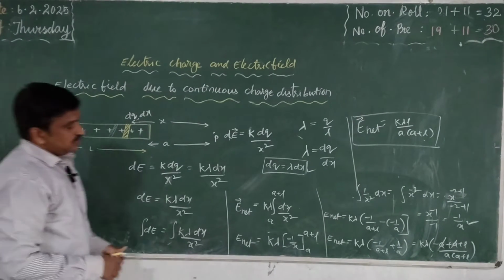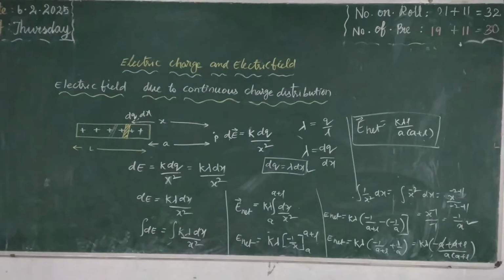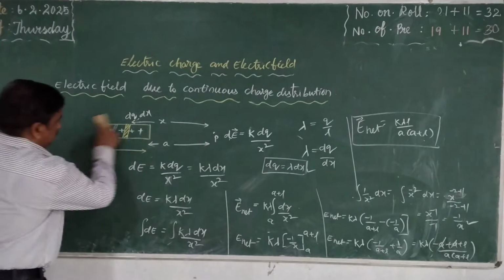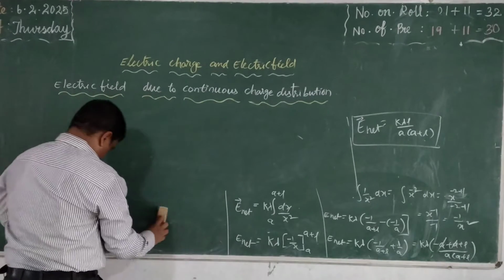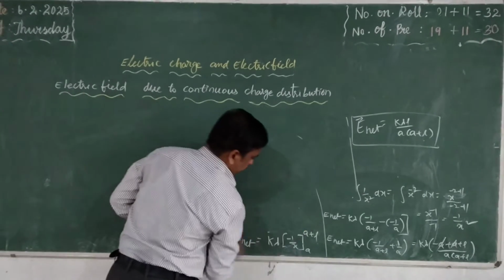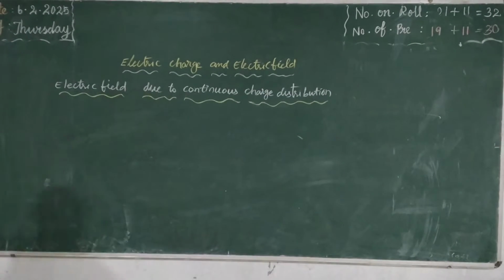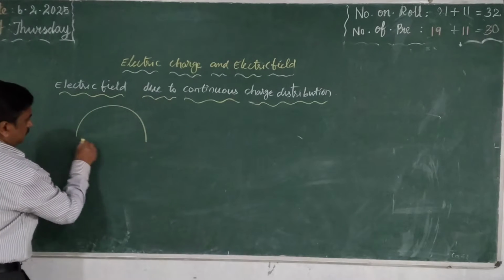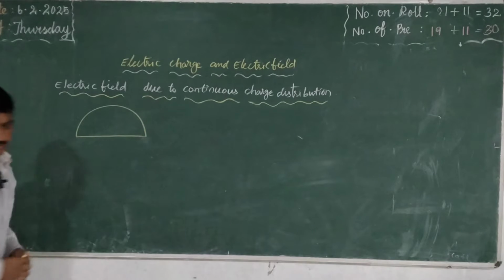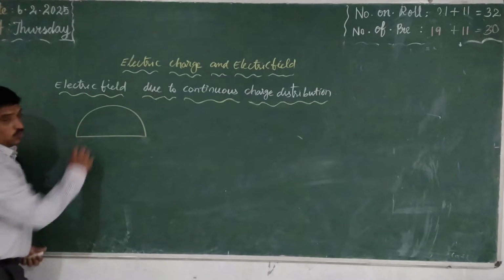So write it. Next we discuss a semicircular rod. Semicircular is not the length of a linear rod. So we can take a semicircular rod, for example. See, next, the semicircular rod. What is the electric field due to a semicircular rod?